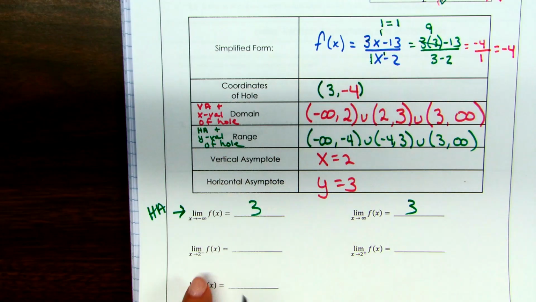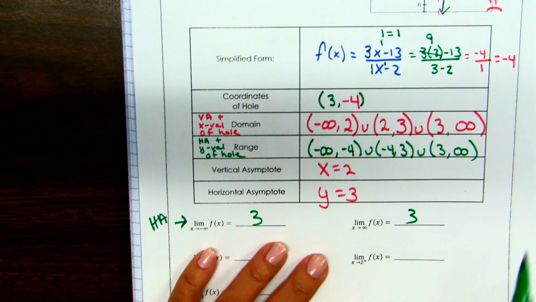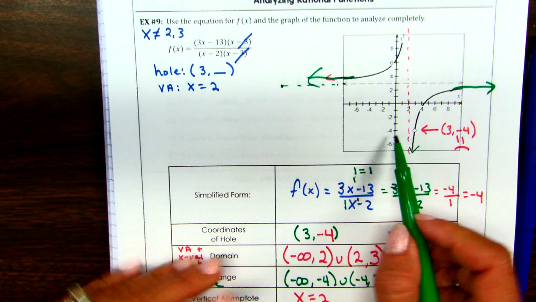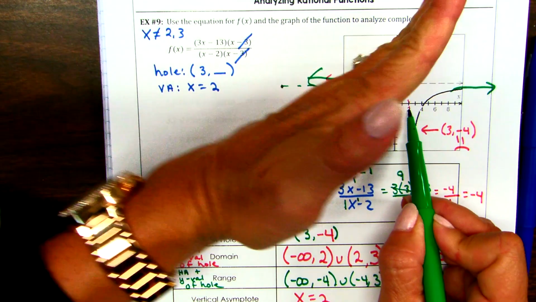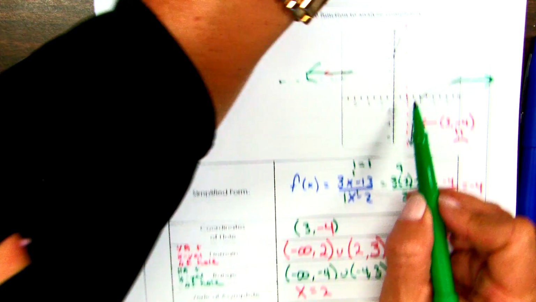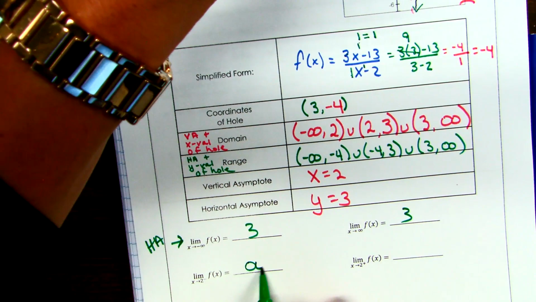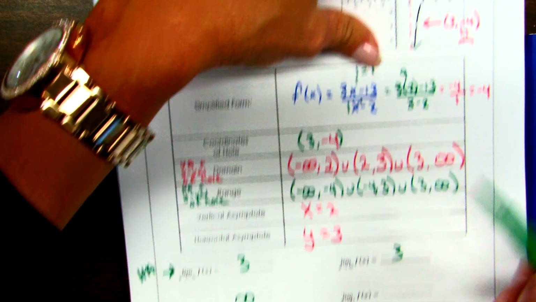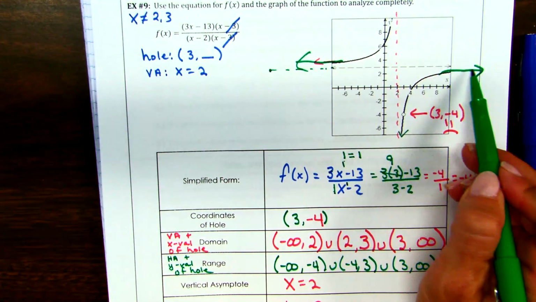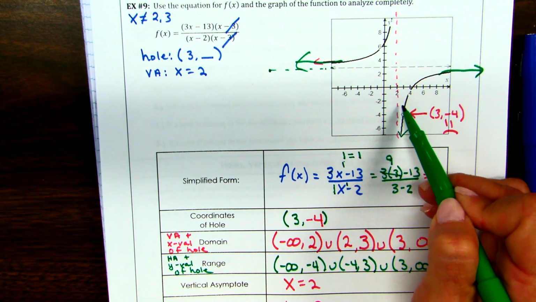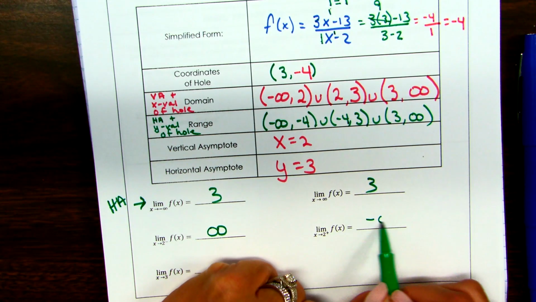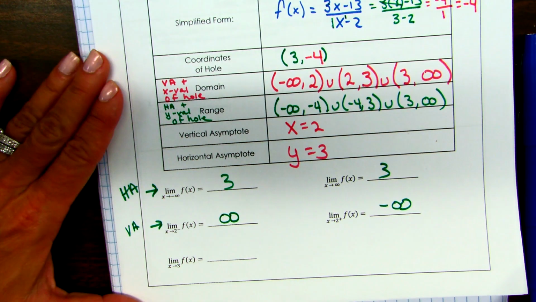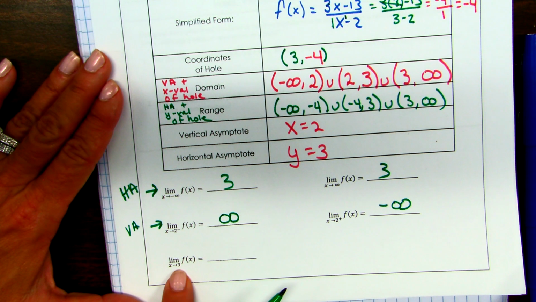Look at the next one. What's happening at x equals 2? That's our vertical asymptote. So as we approach 2 from the left, what are all my y values doing? Increasing forever. I love that you used that word. And then as we approach 2 from the right, my y values are decreasing forever. That's my vertical asymptote.